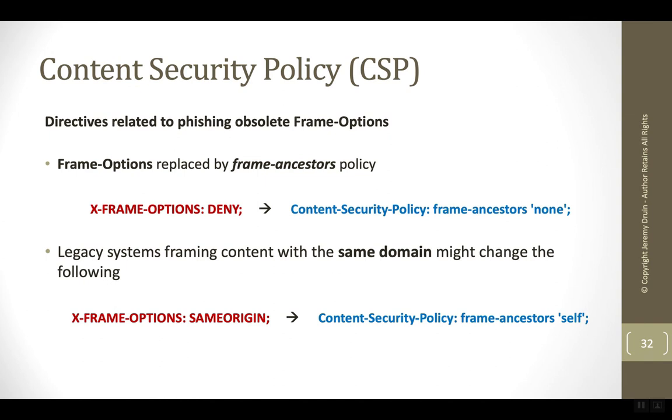Looking at the frame options directive, that's being replaced by content security policy, kind of like the XSS protection header is also being replaced by script source. The frame ancestors directive is replacing frame options. So if we specify a value of frame ancestors none, that's the same as saying X-Frame-Options deny, meaning no one can frame the current domain, not even code from the current domain. And X-Frame-Options same origin has an equivalent, frame ancestors self, which allows the current domain to frame pages in this domain, but it won't allow any other website to frame this domain.